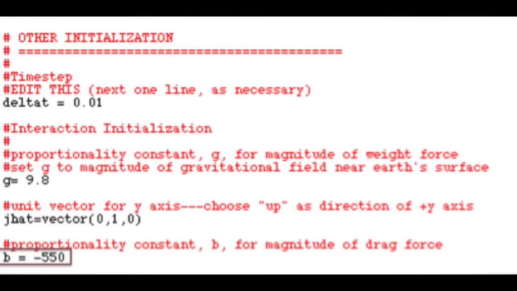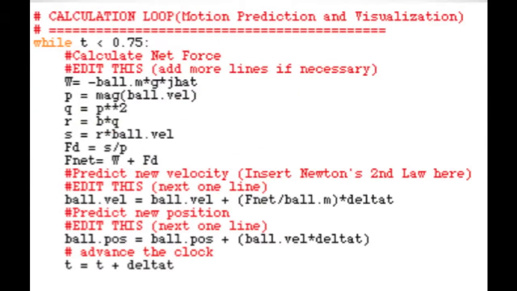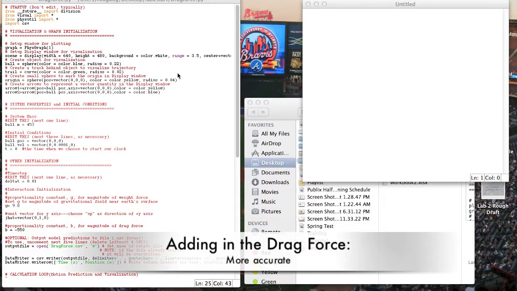In order to correct this, I modified the code to include drag force and determined a B coefficient through trial and error. My second code created a more accurate model of the pillow falling.